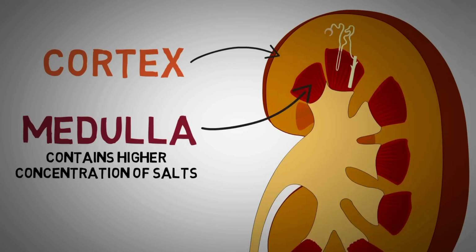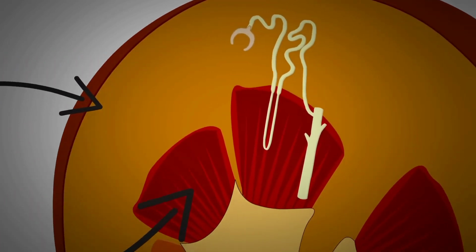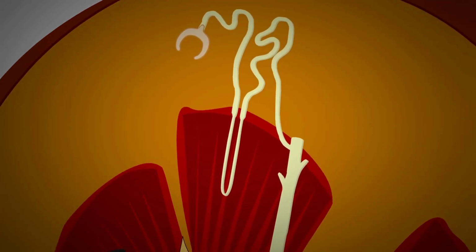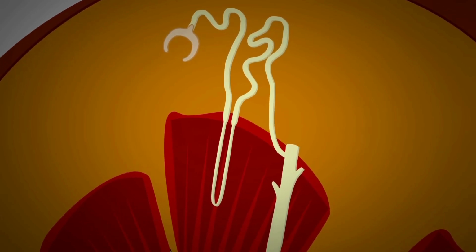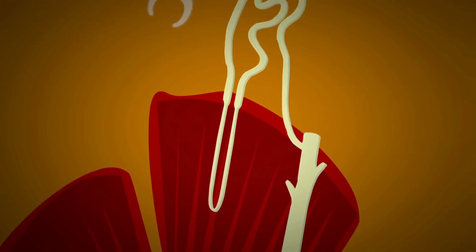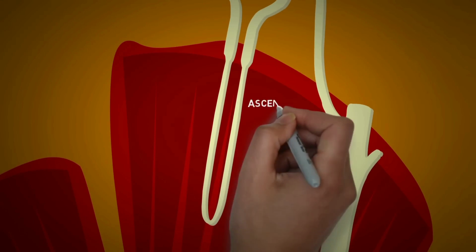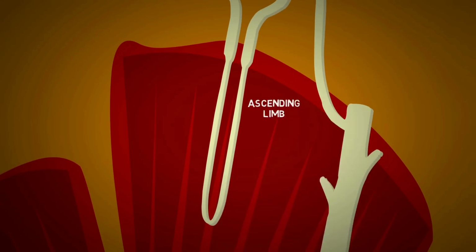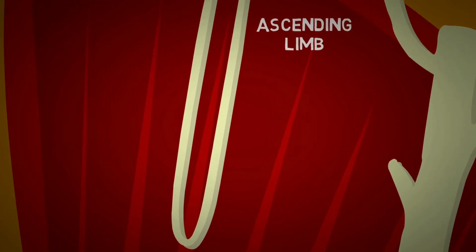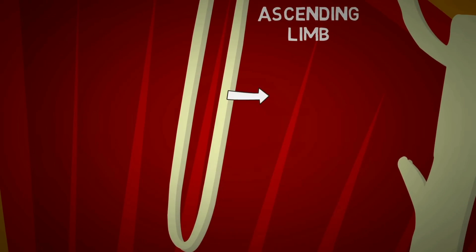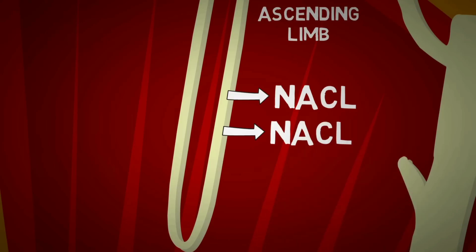This higher concentration of salts in the medulla is made possible by the loop of Henle of nephrons. So here is our nephron inside the kidney, and you can see how this loop of Henle is present inside the medulla of the kidney, and the rest of the nephron is present up in the outer cortex. The loop of Henle has a descending limb and an ascending limb. So if you look at the ascending limb of loop of Henle, it contains special ion channels that pump out ions like sodium and chloride, thus making the renal medulla more salty or hypertonic.